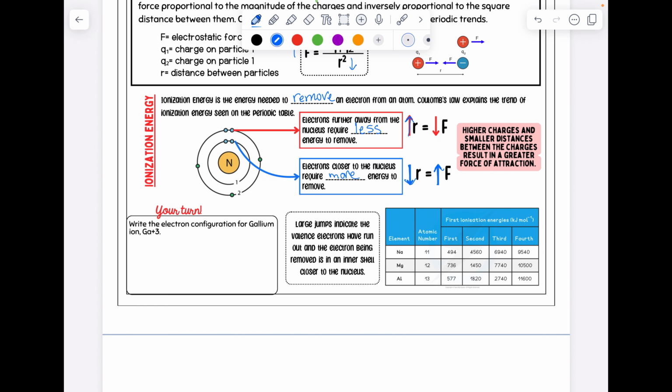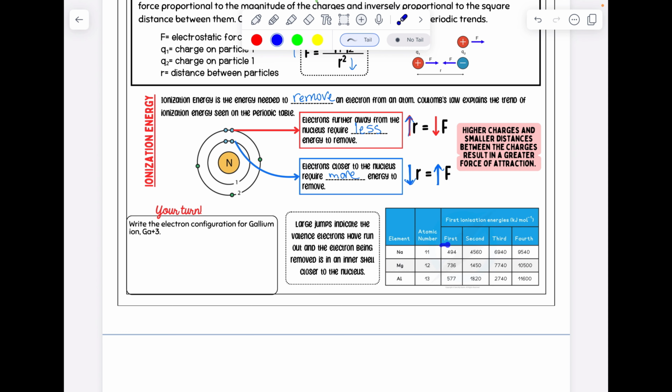Now, large jumps in ionization energy indicate that the valence electrons have run out and the electron being removed is a core electron, or an inner shell electron closer to the nucleus. So on the test, you might get a question with a chart like this. It probably wouldn't tell you the element. It would say X, Y, or Z, and it would ask you how many valence electrons it has.